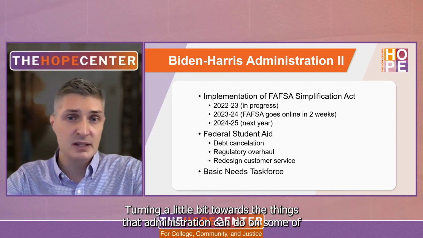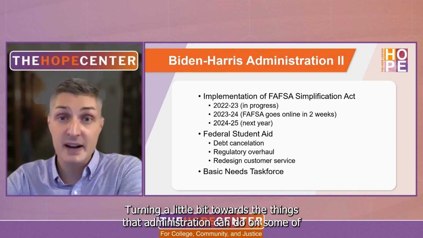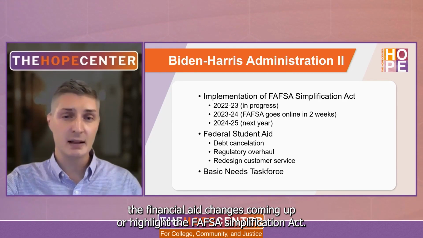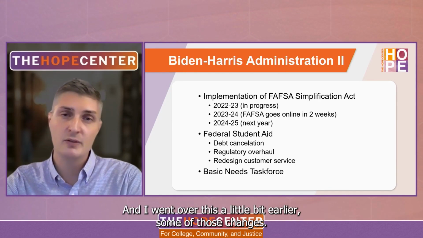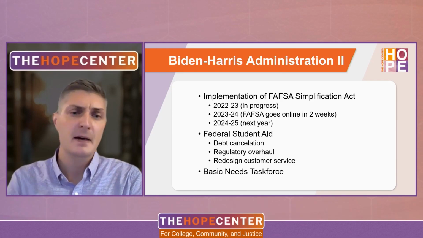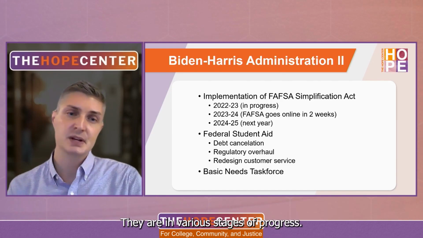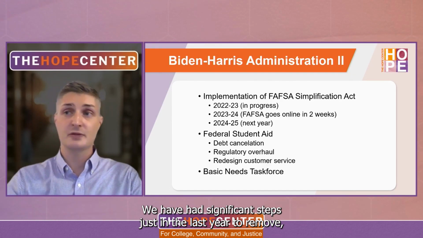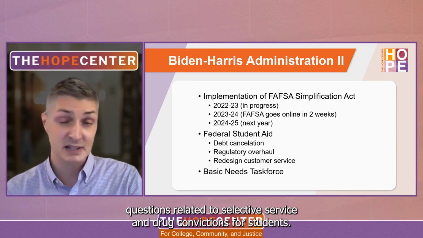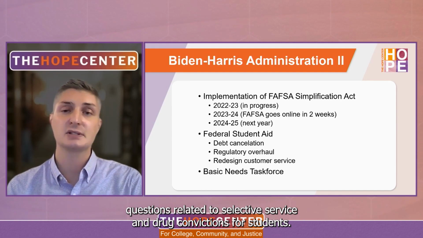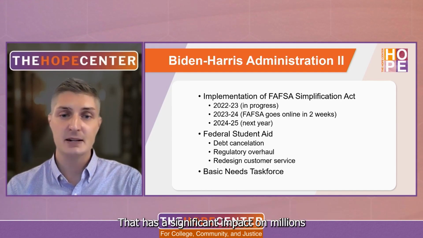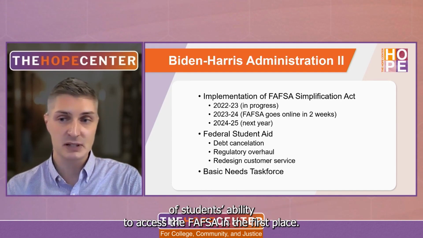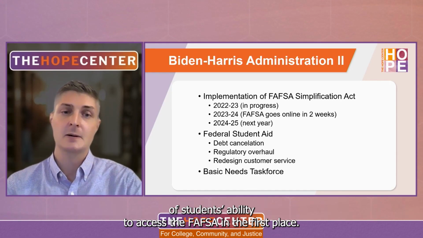Turning a little bit towards the things the administration can do on some of the financial aid changes coming up, I'll highlight the FAFSA Simplification Act. Again, I went over some of those changes a little bit earlier. They are in various stages of progress. We have had significant steps just in the last year to remove, for example, the questions related to selective service and drug convictions for students. That has a significant impact on millions of students' ability to access the FAFSA in the first place.